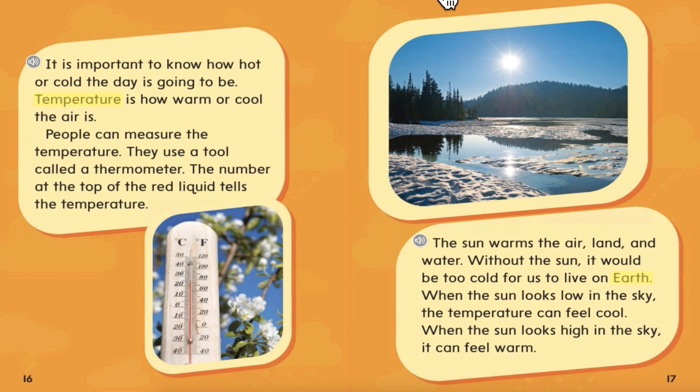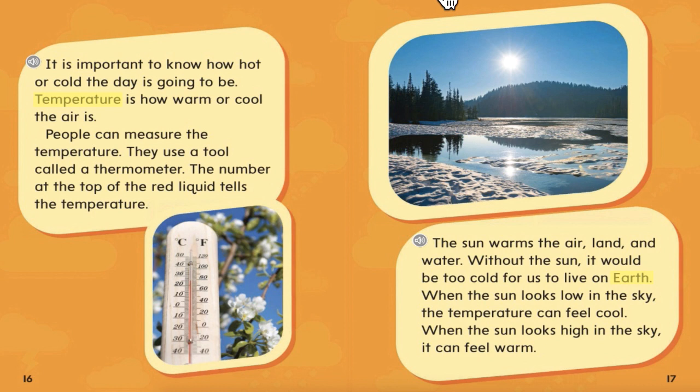The sun warms the air, land, and water. Without the sun, it would be too cold for us to live on Earth. When the sun looks low in the sky, the temperature can feel cool. When the sun looks high in the sky, it can feel warm.